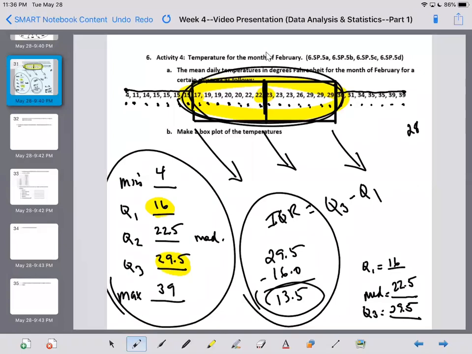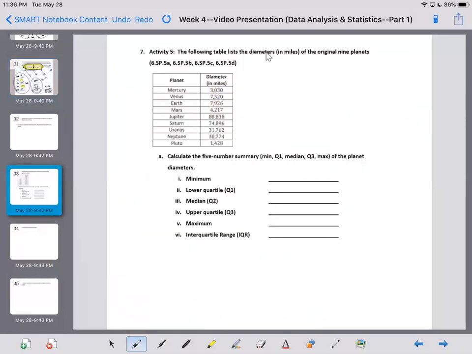Okay, let's look at one more. This will be the last one of our part 1 video series for week 4. So we've got diameter in miles of the original 9 planets. So here we've got our planets and the diameter that's given.